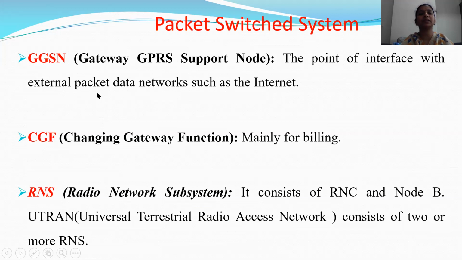So GGSN, it's the gateway GPRS support node. The point of interface with external operator networks such as the internet is done by GGSN. CGF is the charging gateway function. It is mainly used for billing purposes. RNS is the radio network subsystem. It consists of RNC and Node B. So that is UTRAN, Universal Terrestrial Radio Access Network, which consists of 2 or more RNS.